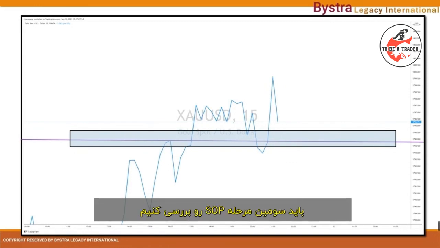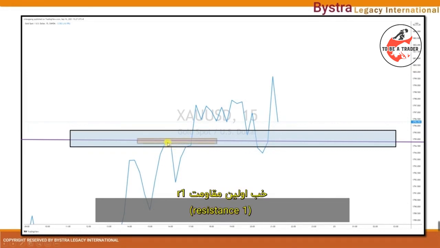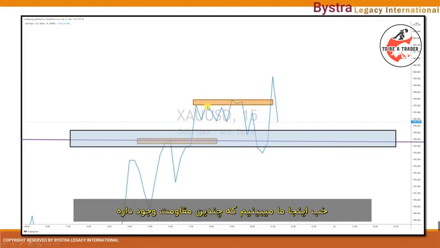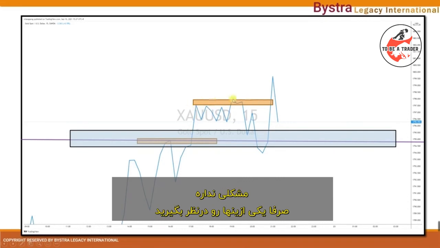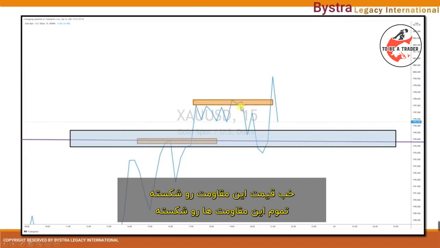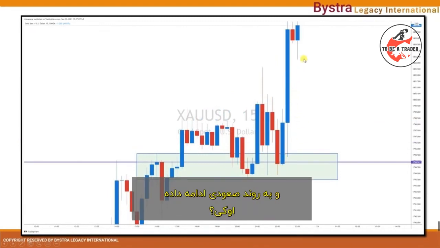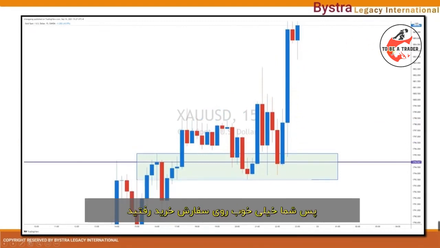We have to check on the third SOP, which is that the two resistances must be broken. So the first resistance, the R1, second resistance here. Okay, so here you can see that there are multiple resistances. So it's okay, just take any of these, the topmost one, and mark it as your resistance. So it broke all of these resistances, and then came back down, took our order, and continued on the uptrend. Okay, so you get the buy order very well.